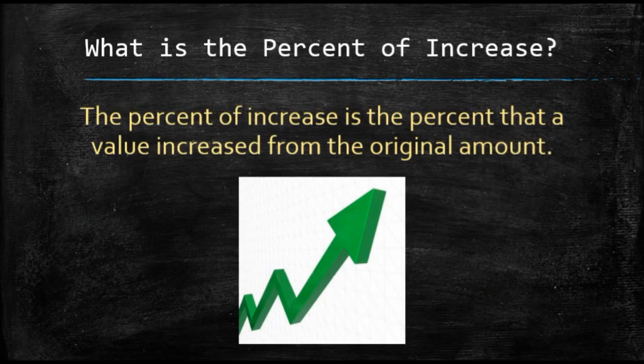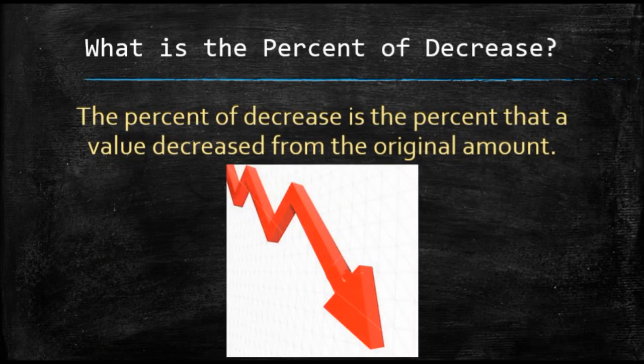So what is the percent of increase? Well, the percent of increase is the percent that a value increased from the original amount. So you have an original value and it gets larger, so it is increasing. And you see the arrow is pointing up, and that's an increase. The percent of decrease is the percent that a value has decreased from the original amount. So it was larger before. The original amount is larger than the final amount.